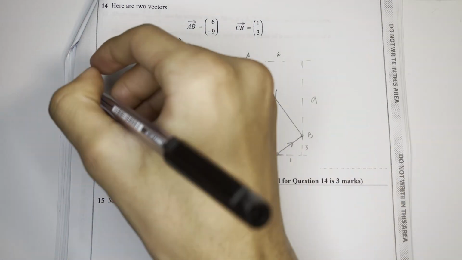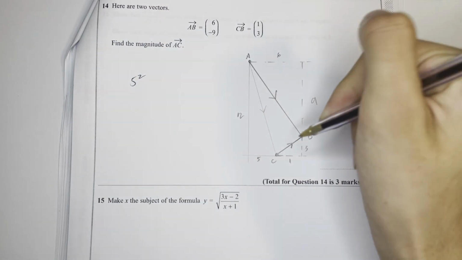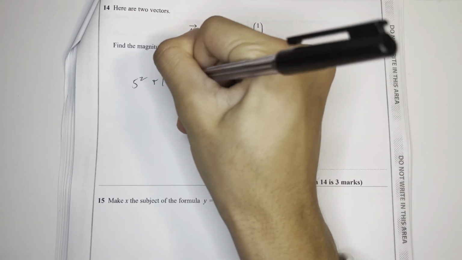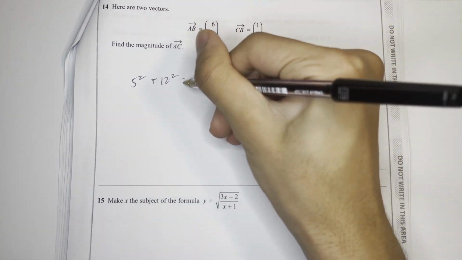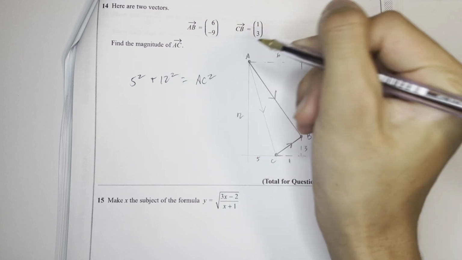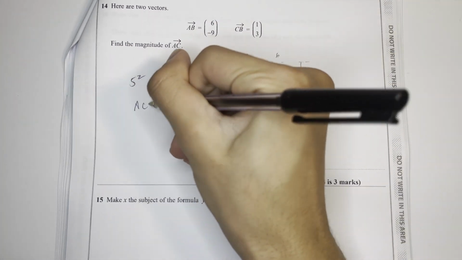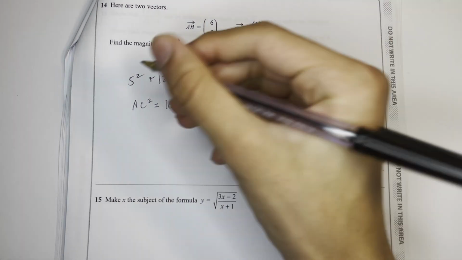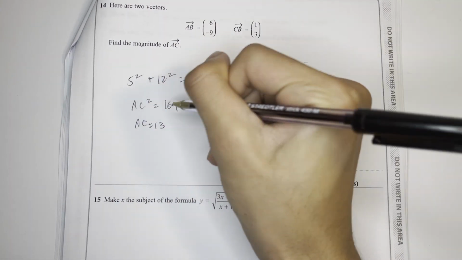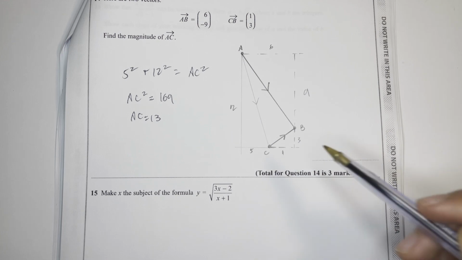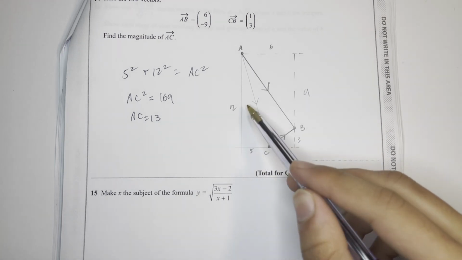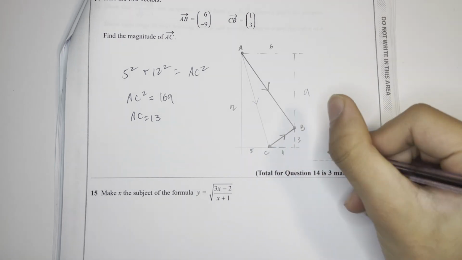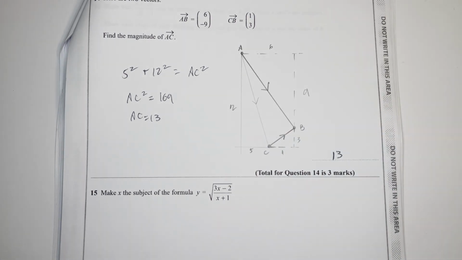So using Pythagoras' theorem, we have 5 squared plus 12 squared is equal to AC squared, and this would give you AC squared is equal to 169, and AC is equal to 13. This is the magnitude of AC. You might just recognize that this is a Pythagorean triple, so you would get 13 straight off the bat, giving you 13 as your answer.